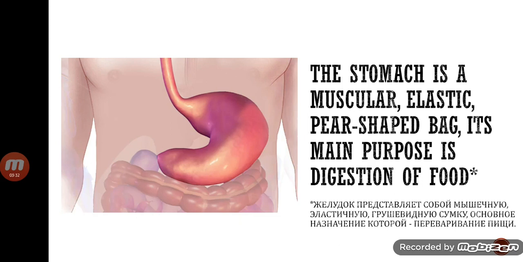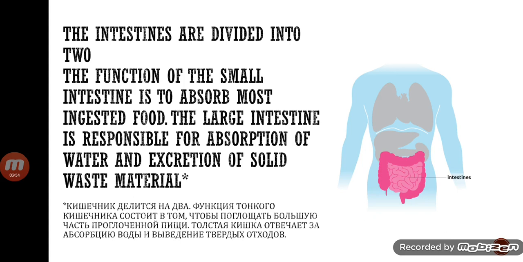The stomach. The stomach is a muscular, elastic, pear-shaped bag lying crosswise in the abdominal cavity beneath the diaphragm. Its main purpose is digestion of food through production of gastric juice, which breaks down, mixes, and churns the food into a thin liquid. The intestine. The intestine is divided into two major sections, the small intestine and the large intestine. The function of the small intestine is to absorb most ingested food. The large intestine is responsible for absorption of water and excretion of solid waste material.